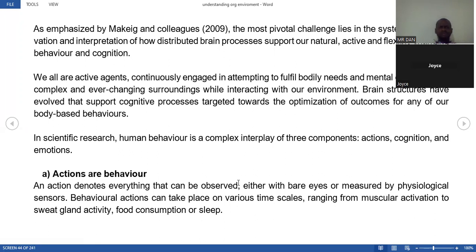Then we have actions and behavior. An action denotes everything that can be observed, either with bare eyes or measured by physical sensors. Behavioral action can take place on various timescales, ranging from muscular activation, sweat gland activities, food consumption, or sleep. So these are actions that might lead you to behave in a certain way. For example, if you consume a lot of food, you might end up sleeping. So that is an action that will inform your behavior. For example, if you are running or doing some exercise, then that action of doing exercise will lead you to behave in a certain way. Maybe you will start sweating, based on the activity or the action that you are doing.